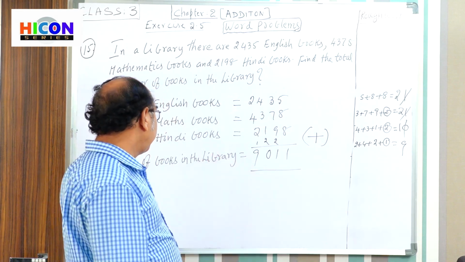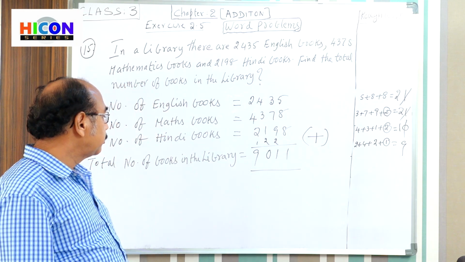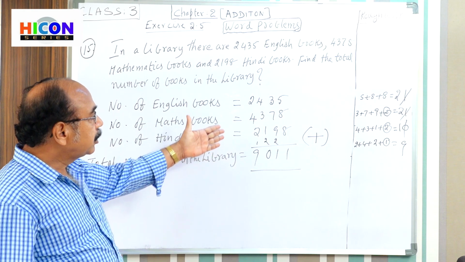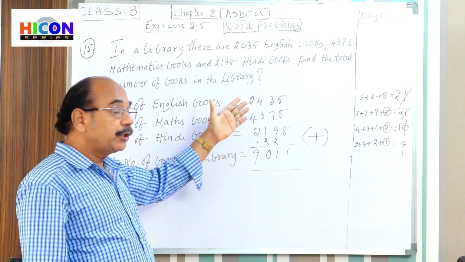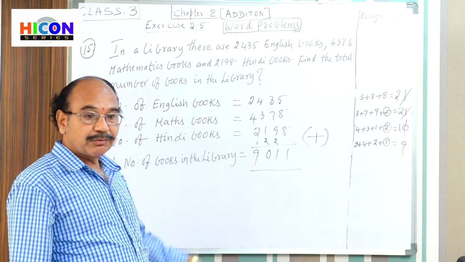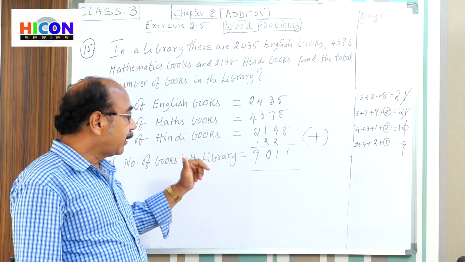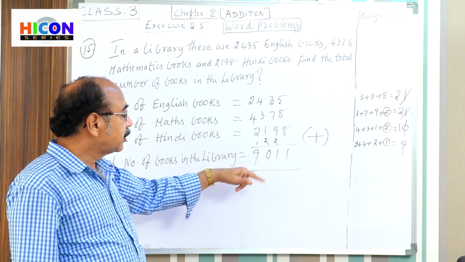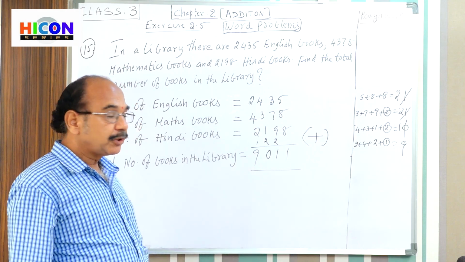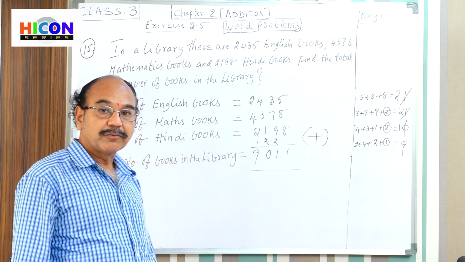So 9011 books are there. Totally there are 9011 books in the library. These are all 4-digit numbers. We have 4 digits here, also 4 digits. The three numbers are 4-digit numbers. The 4-digit numbers added, and after that we got 9011. Here the result is also a 4-digit number. Okay, this is the solution to this problem.